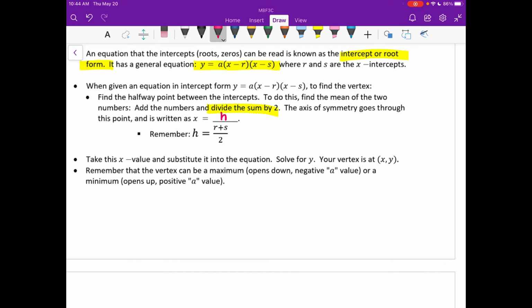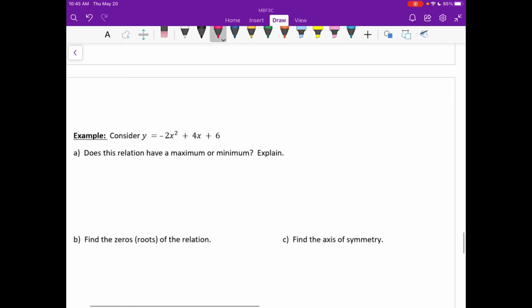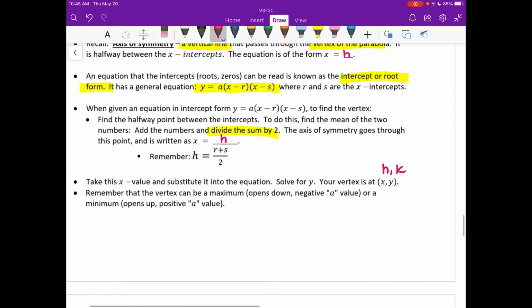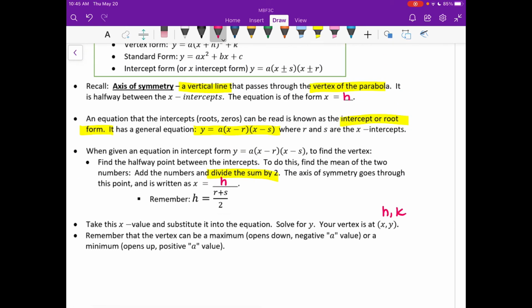Take this x value, substitute it into the equation, and solve for y, and that'll give you your vertex. So that'll give you h and k. And remember that the vertex can either be a maximum if a is negative, and a positive a will give you a minimum. So let's go through, this is just the steps that I've already taught you, right? But we're going to go through them one more time so that you can see them in action.